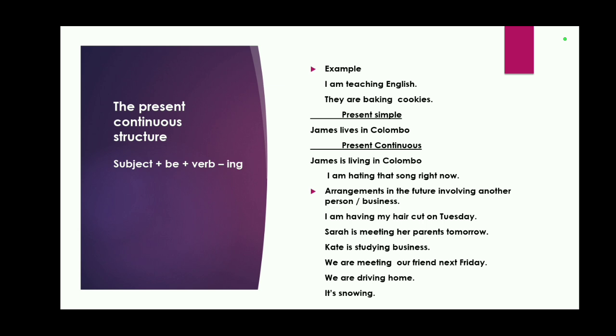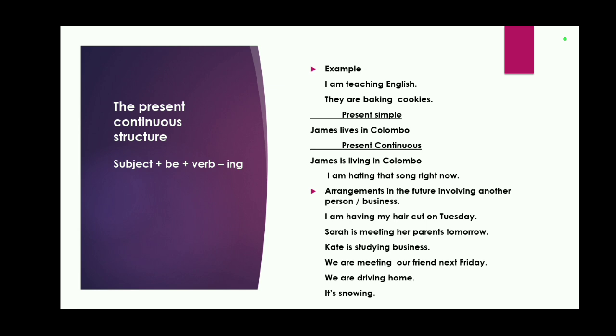Now you will hear native speakers use state verbs in the present continuous in this form or to show this meaning. Oh no, I am hating that song right now. It means it is a temporary state.